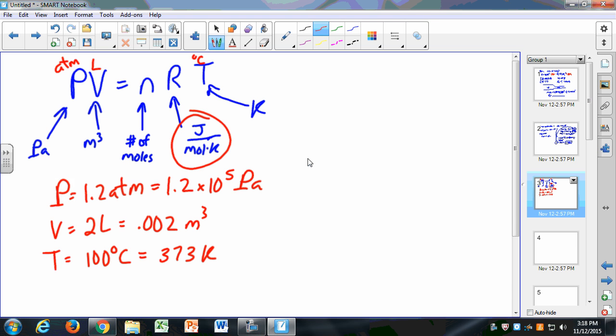Now I can apply the ideal gas law. I say P, which is 1.2 times 10 to the fifth, times V, which is 0.002, equals N. I guess I'm solving for N here. I didn't give you N. Times 8.314 times T, which is 373. And then I'd solve for N.